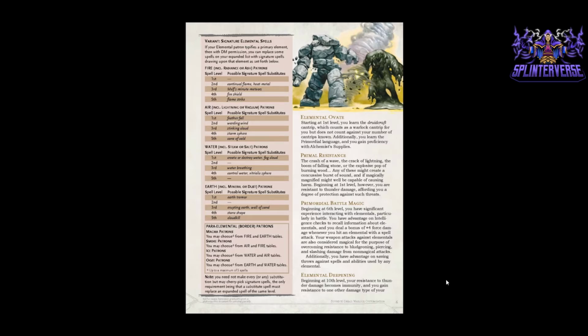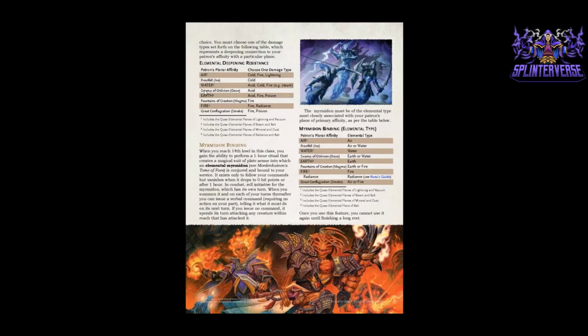So makes perfect sense. Elemental Deepening, beginning at 10th level, your resistance to thunder damage becomes immunity, and you gain resistance to one other damage type of your choice. You must choose one of the following damage types set forth on the following table, which represents a deepening connection to your patron's affinity with a particular plane. So if your patron's planar affinity is air, then you have to choose either cold, fire, or lightning.